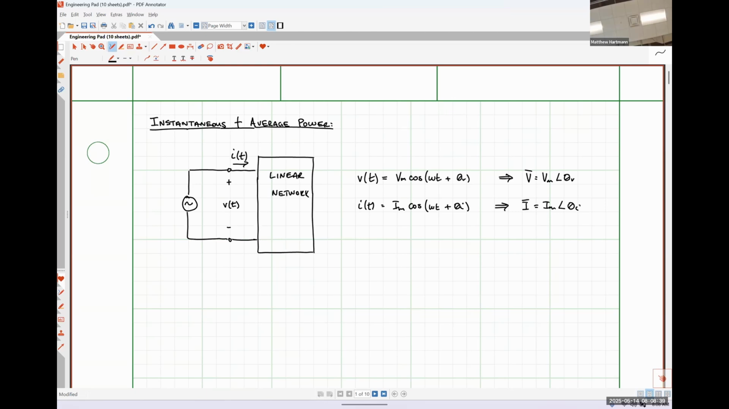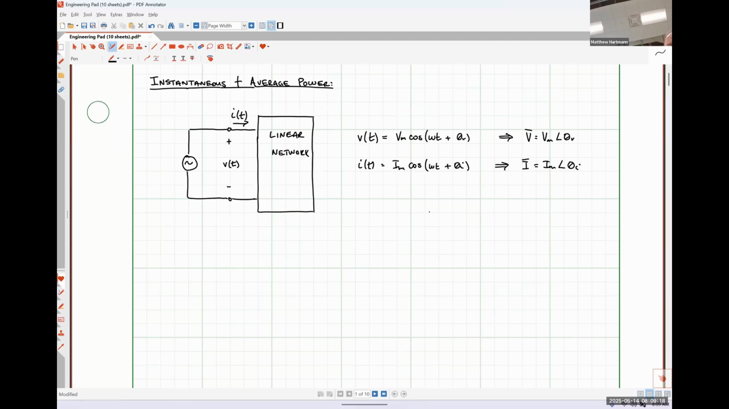So instantaneous power is simply the power that is being absorbed by our network at any particular instant in time, okay? So it is inherently going to be a time domain quantity, because we'll see that our instantaneous power varies as a function of time. However, in order to calculate it, we are going to be able to use those phasor quantities, specifically the magnitude of the voltage, the magnitude of the current, the phase angle of the voltage, and the phase angle of the current, okay? So let's get into a little bit of math here.